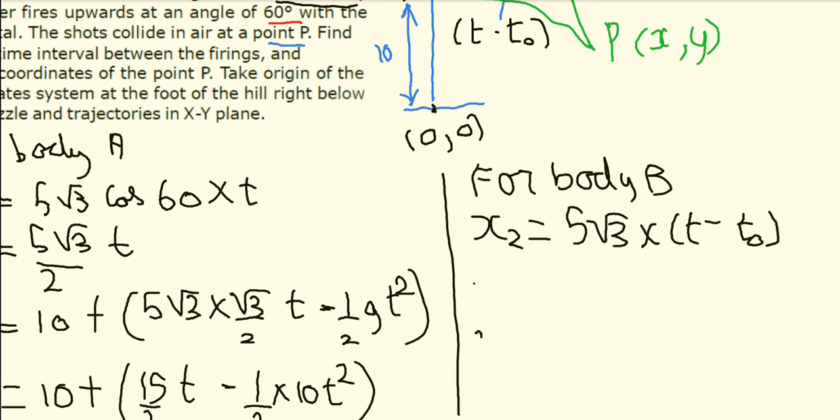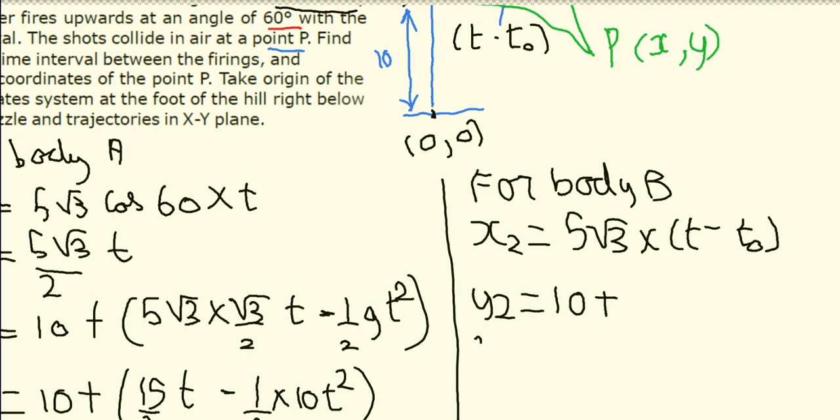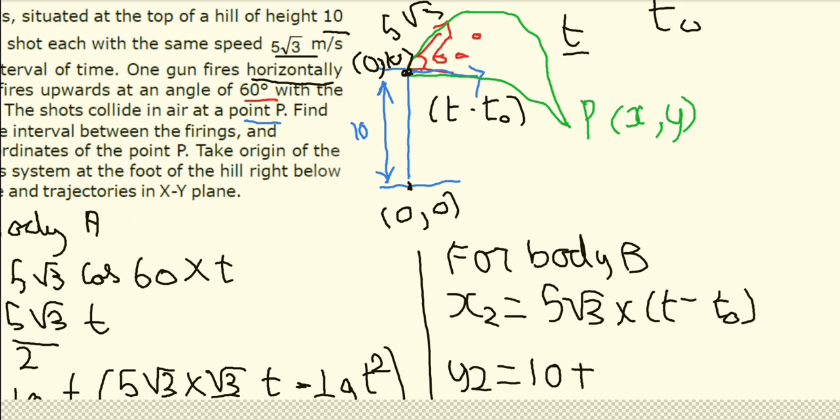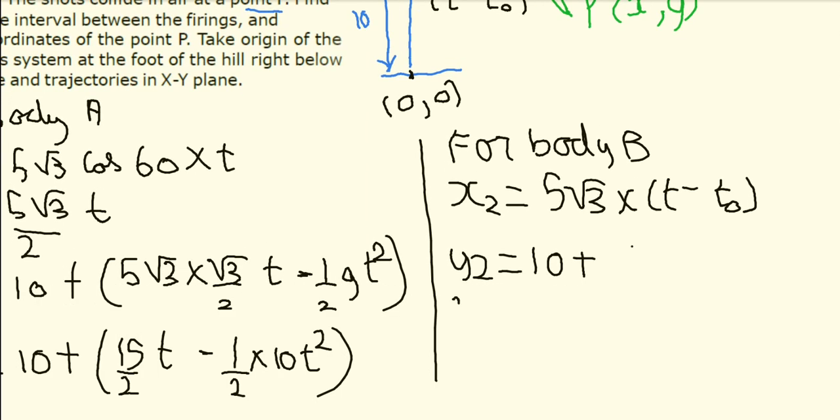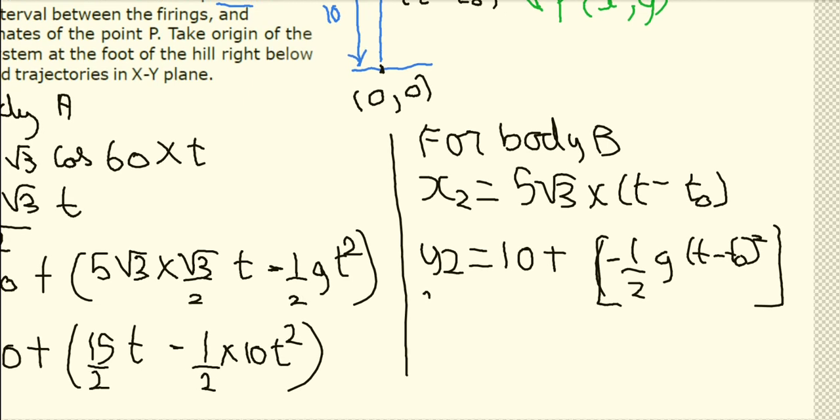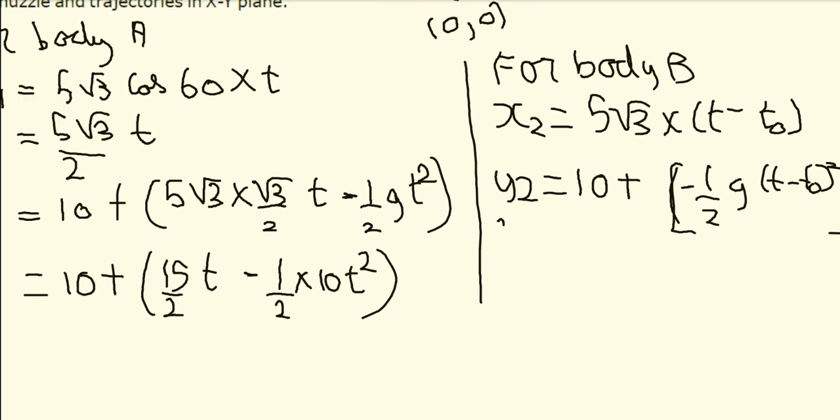Now y2 will have the same equation: 10 plus, now the initial velocity along the y direction is 0 for the second body, so here only half and minus half g (t minus t naught) the whole square will remain. Let this term be as it is. These are the coordinates for the second body.